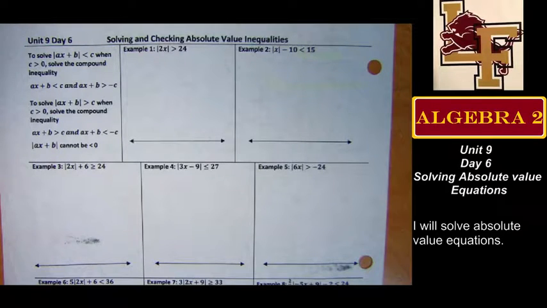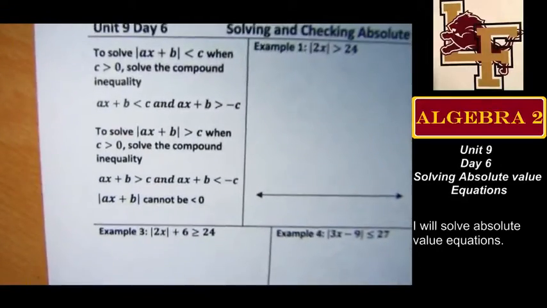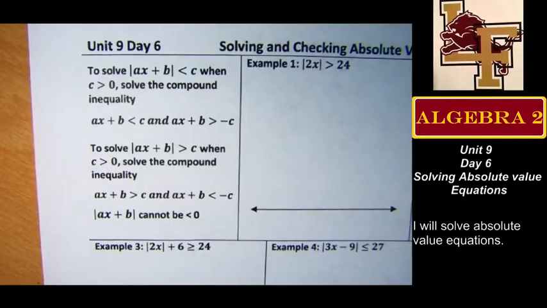All right, day 6 notes. On this one, we're talking about solving absolute value inequalities. Instead of having the equal sign, we're going to have a less than or a greater than symbol. The process is the same. Your 3 steps are the same with only a few changes.